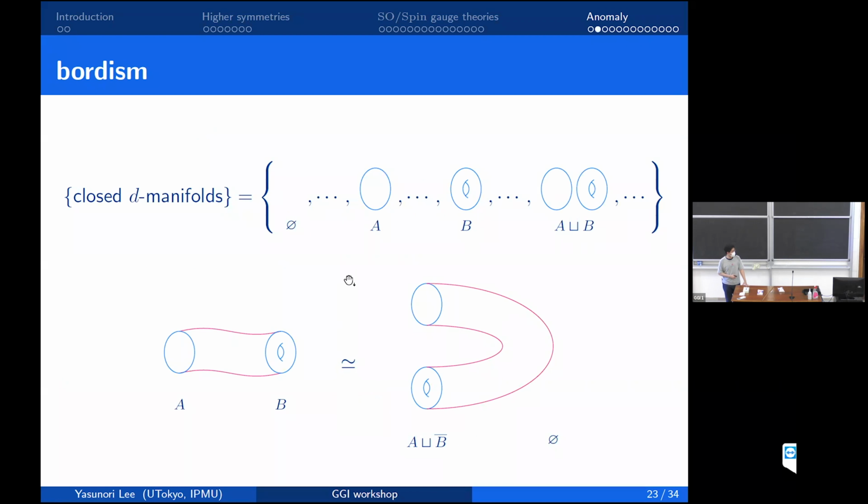So if you have two manifolds, say A and B, the disjoint union of A and B is just this, which is also closed. And also the disjoint union between A and the empty D manifold is A itself. And therefore, these closed D manifolds themselves form a monoid under disjoint union, where the identity element is this empty D manifold.